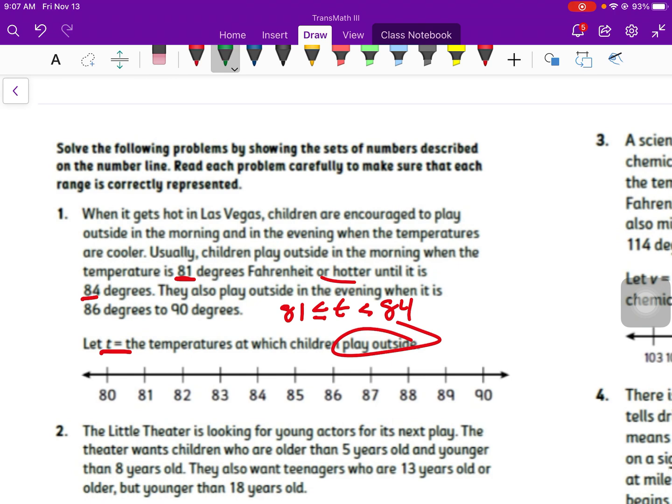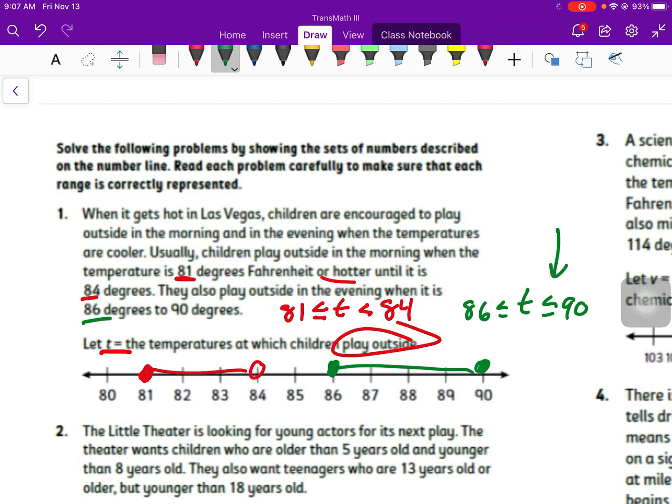And then in the afternoon or in the evening, they start when it's 86 degrees. So they're outside at 86 degrees. And so it says they also play outside in the evening when it's 86 degrees to 90 degrees. So this is telling me they play outside when it's 90 degrees as well. So I would have a closed circle here. I'm going to do that one in red to represent the red stuff. Open circle, connect the dots. Closed circle here, closed circle there, connect the dots.